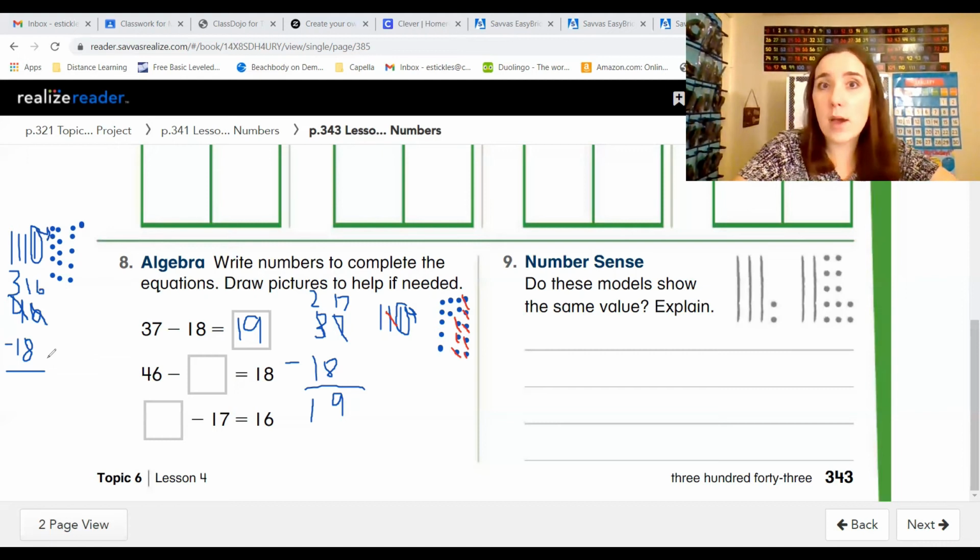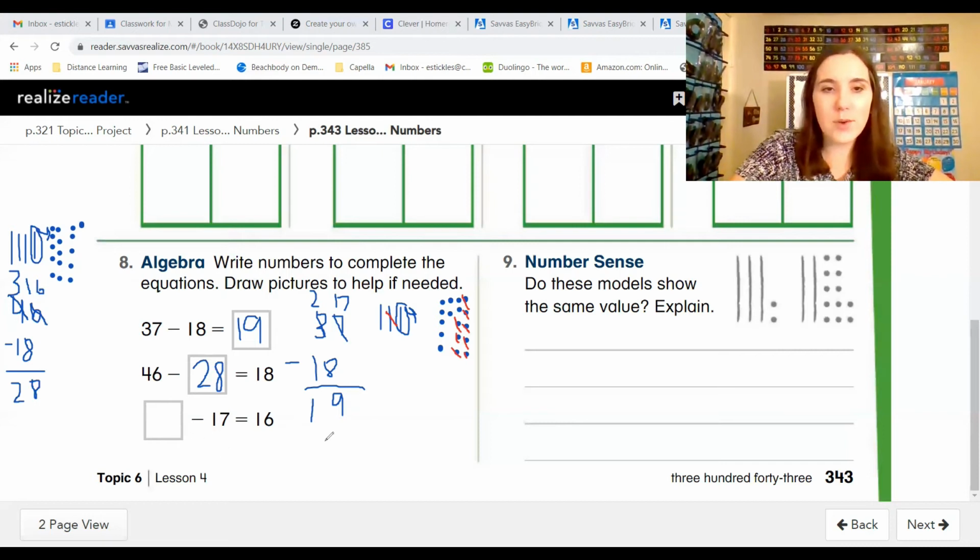16 minus 8, we know that problem. It's one of our doubles facts. That would equal 8 ones. And I could double check by crossing them off up here, but I know you guys are super smart and we don't need to double check right now because that's a pretty easy problem. And then I have 3 tens and I want to take away 1 more. Well, 3 minus 1, that's 2. So my answer, my difference is 28. So that means 46 minus 18 equals 28.